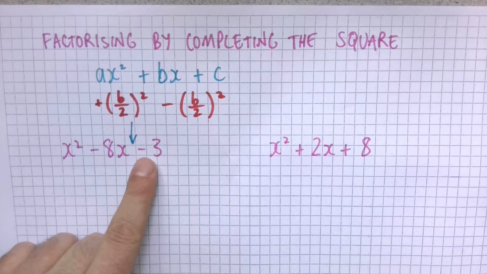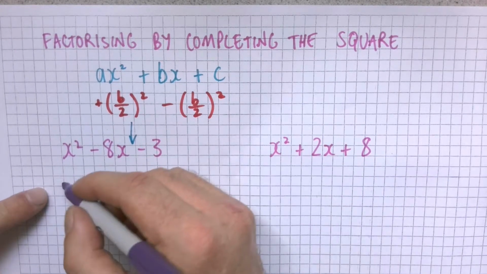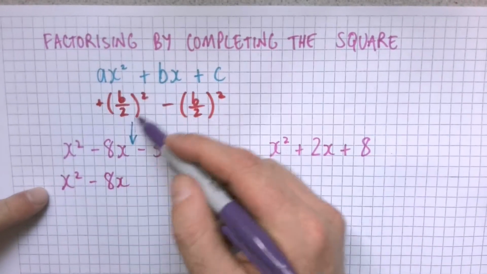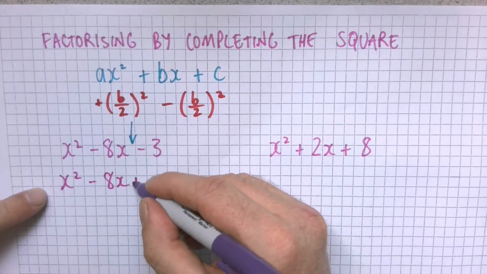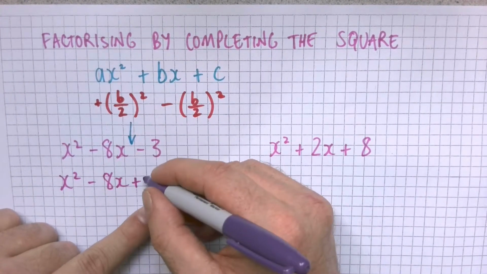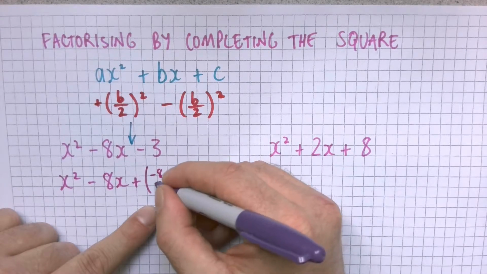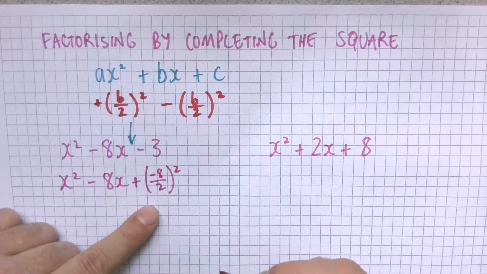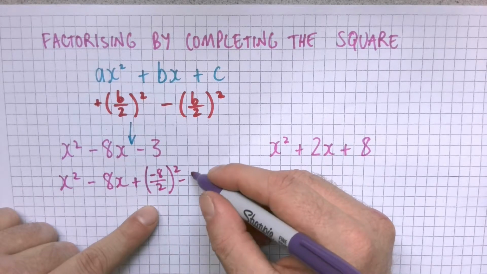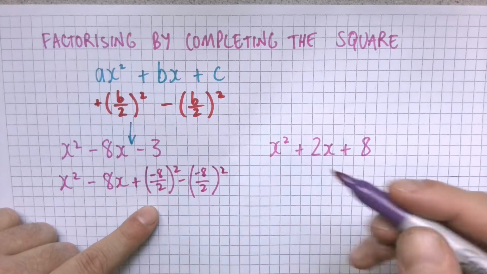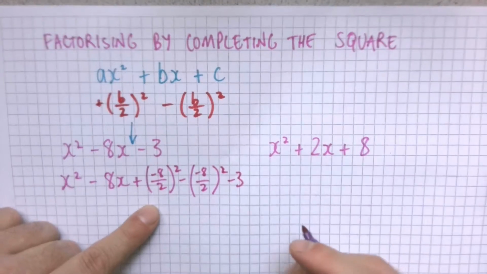So I'm going to rewrite this expression, x squared take 8x, but I'm going to add in here plus the value of (b over 2) all squared. So the value of b we said was negative 8, over 2, all squared. Like I said, I need to subtract that as well, so take that same value, and the constant term remains the same, minus 3.